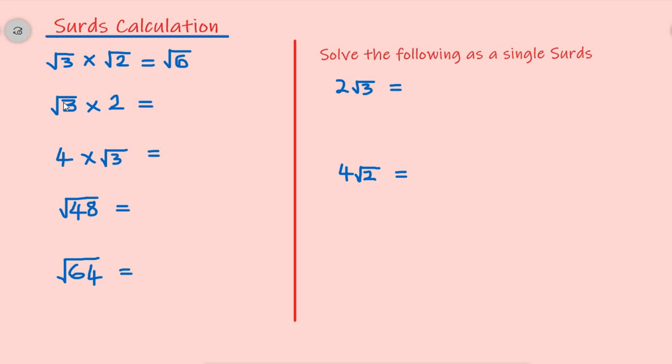But look at this. If you have root 3 multiplied by ordinary 2, here you cannot have root 6 because this one does not have a square root. So this is how to solve it. Root 3 times 2 will give you, write the first number that is not having root first, 2 root 3.